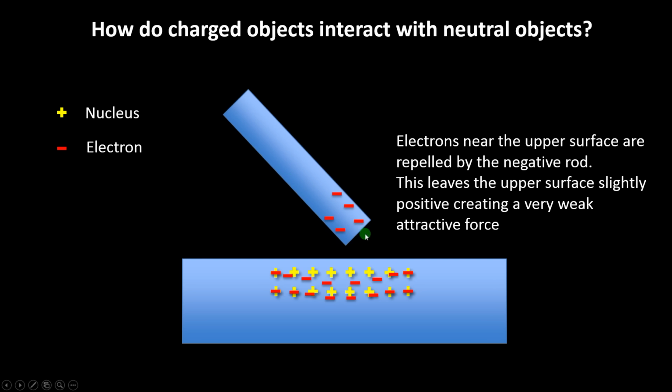If we replaced this rod with a positive one, all that would happen is the electrons would move slightly towards the surface, and we get a slightly negative surface being attracted to the positive rod instead. So it works whichever way around you do it. Any charged object will attract a neutral object. And just another note, remember that the nuclei don't move because they're fixed in place by the bonding in this material.